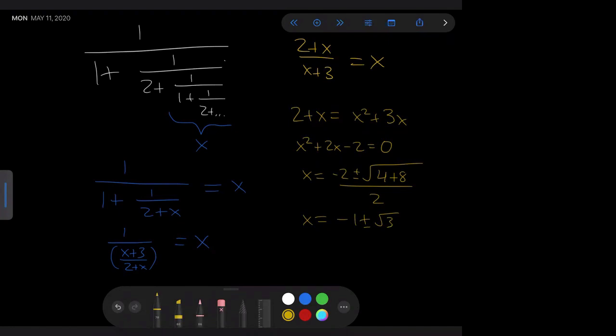-1 minus square root 3 is negative, and our fraction is clearly not negative. So we have another extraneous solution, so we can eliminate that one. So x is equal to root 3 minus 1. And this value is like 0.7, not too important.